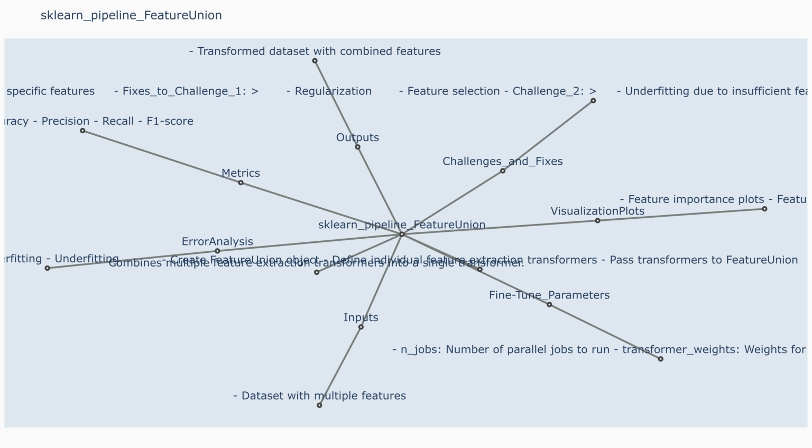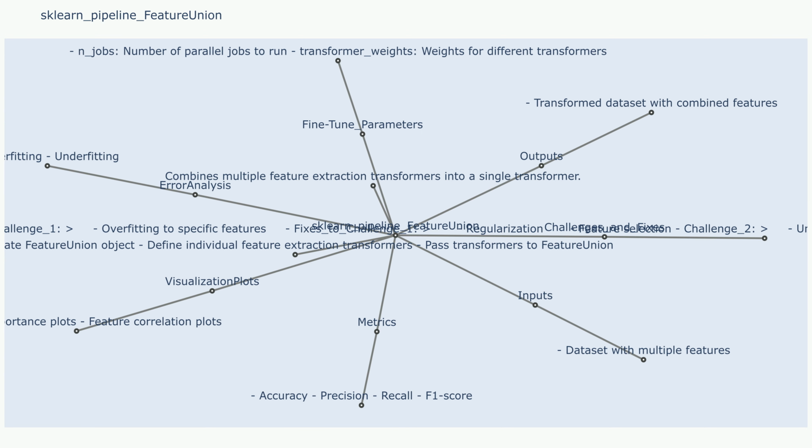Sklearn pipeline FeatureUnion. Description: FeatureUnion is a transformer in scikit-learn that allows you to combine multiple feature extraction mechanisms into a single pipeline. It essentially takes the output of different transformers and concatenates them into a single feature vector. This is especially useful when you have different types of data that need to be processed differently before being fed into a machine learning model.